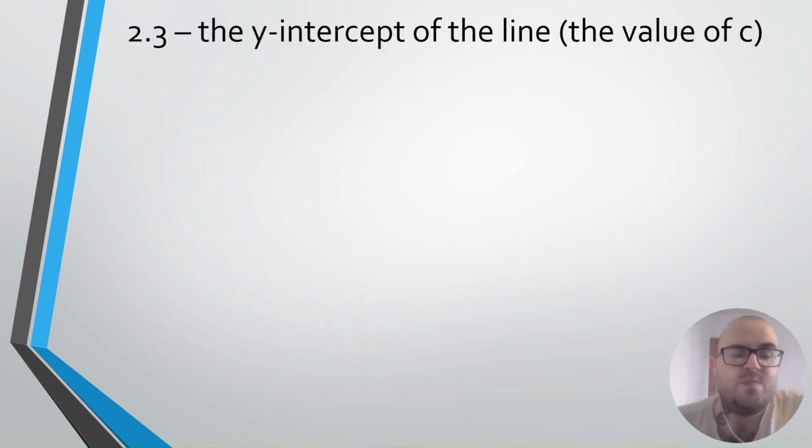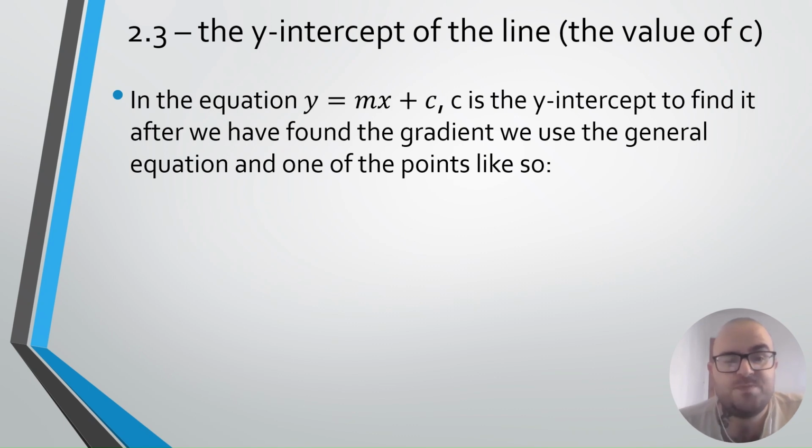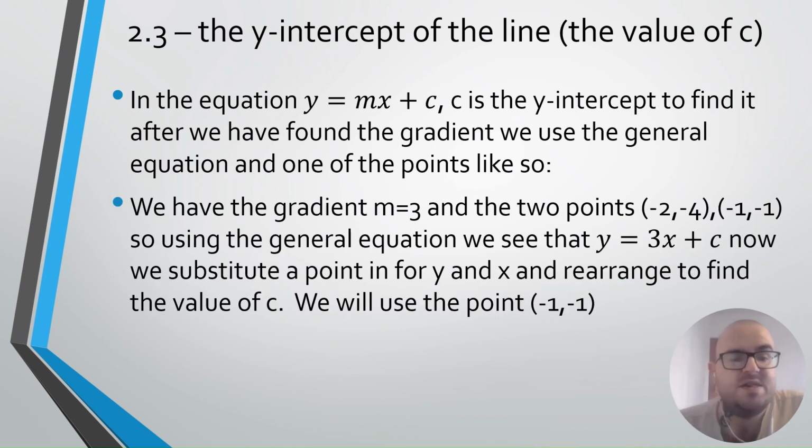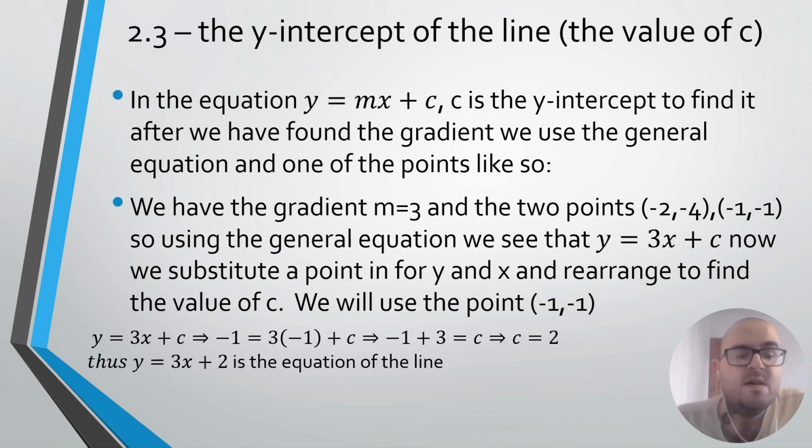The y-intercept value. This is the c on the line, the y equals mx plus c. C is where it intercepts the y-axis. So we have our 2 points, we have our gradient, and we see that y is equal to 3x plus c. We use the point -1, -1 to substitute into y equals 3x plus c because we're trying to solve for c. That gives you -1 is equal to 3 times -1 plus c, and it simplifies down to c equals 2, giving you a final answer of y equals 3x plus 2, which is here, y equals 3x plus 2.